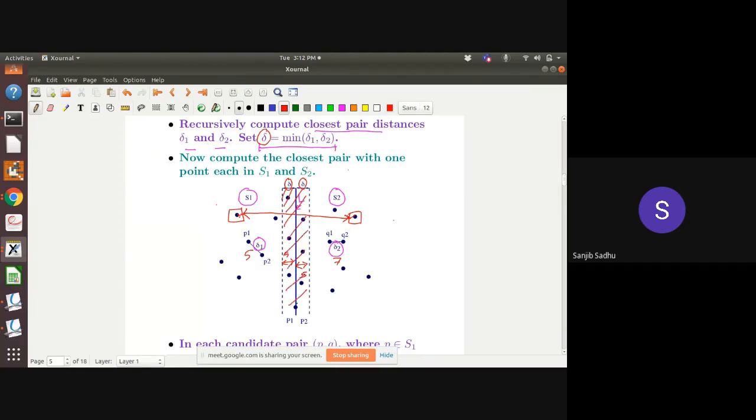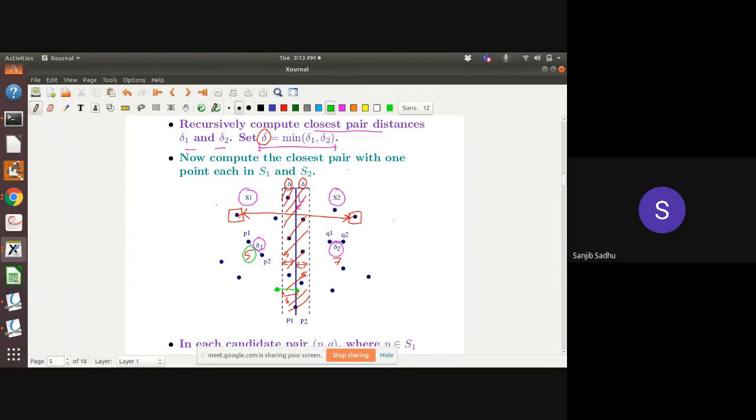Why? Because if one point is here and one point is here, then their distance is less than or equal to delta. But if you take one point just here and another point there, the distance will be greater than delta. I already know that I have obtained 5 units for the left side. So why should I compute the distance between two points which are already greater than 5? I will not get the closest pair. So to get the closest pair, I should consider only the points which lie within these strips.